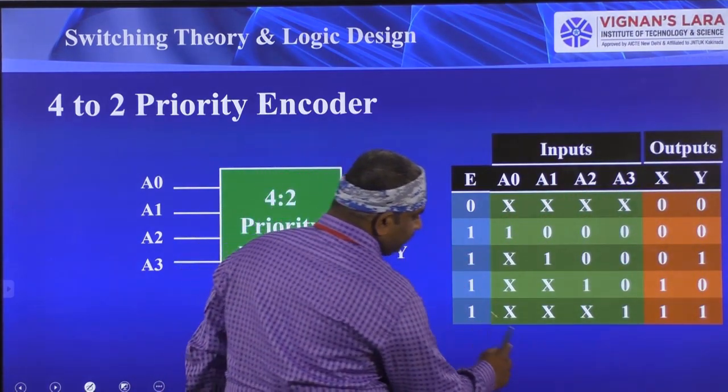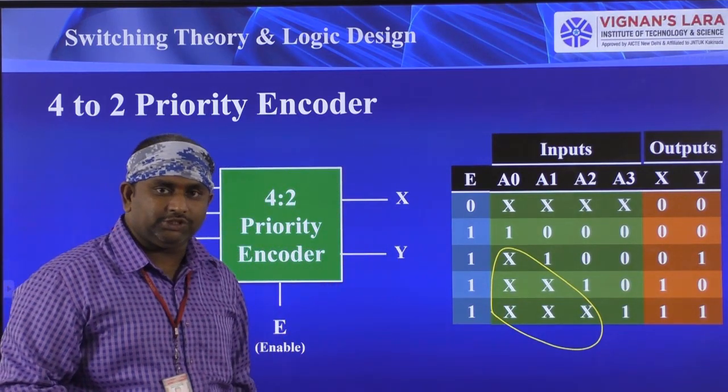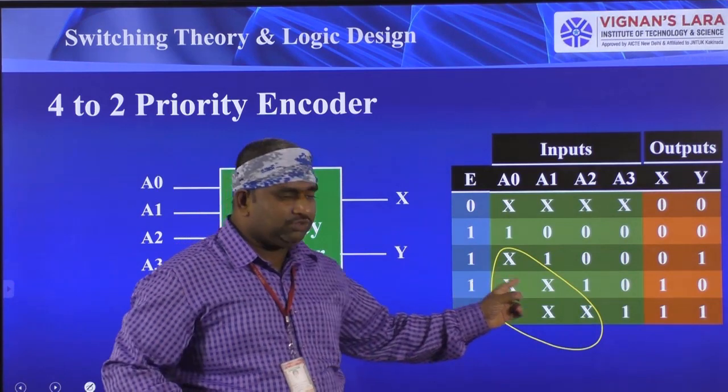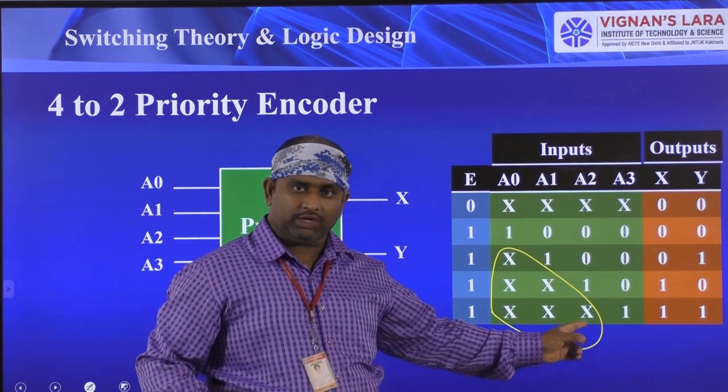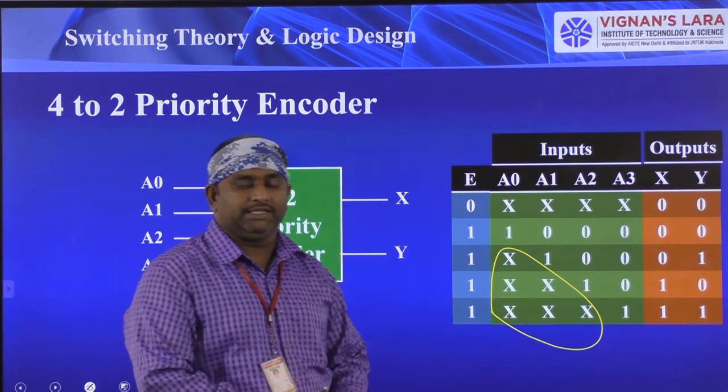So see here, in this part, I have changed the value from 0 to X. Previously, these values were zeros, but now I kept these values as X. Why have I kept the X?